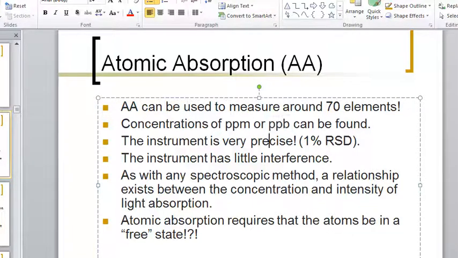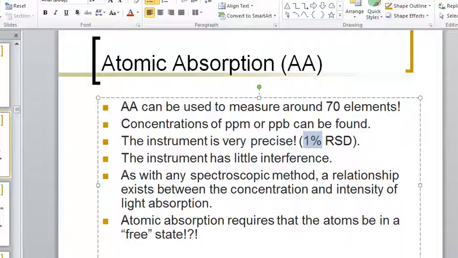The instrument is very precise. We've got a 1% relative standard deviation. That basically means that when I run a sample, and then I run the sample again, and again, I should be getting about the same number each and every time if the machine is set up and working the proper way.